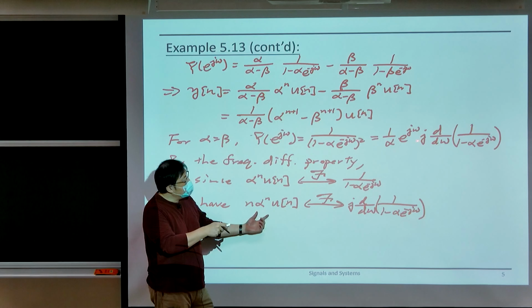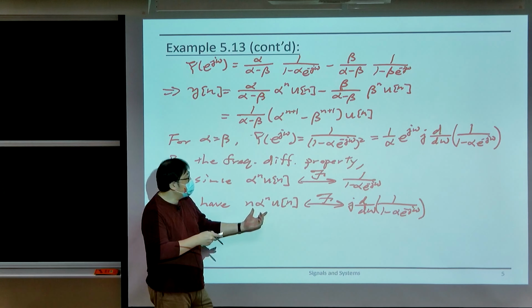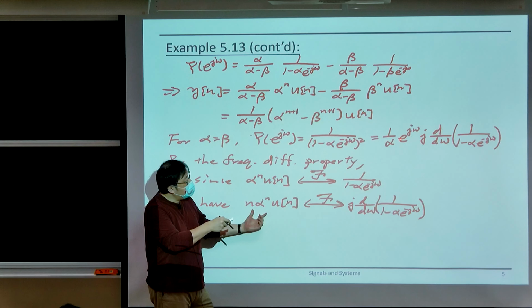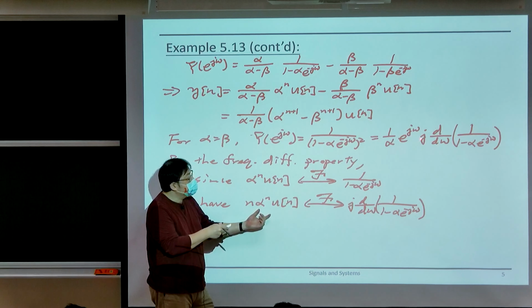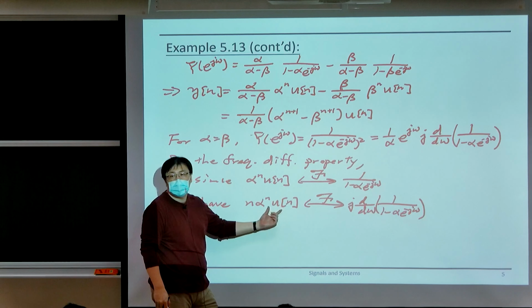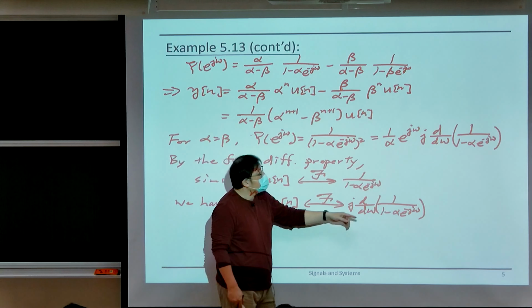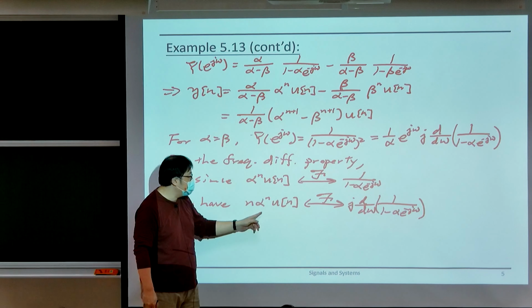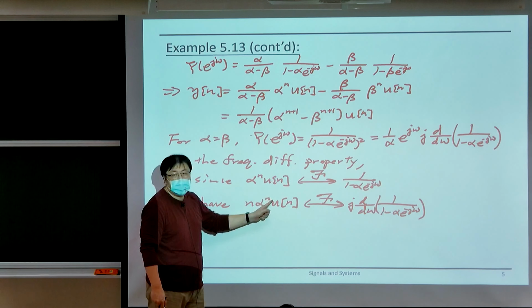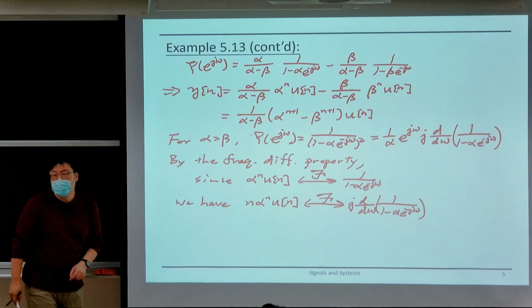Now you also need to see what is multiplied in front of this term. You have a scale of 1 over alpha, and that's no problem, it's just a constant scale. But you also have this multiplied by e to the j omega. When you multiply with this e to the j omega, this linear phase shift in the frequency domain corresponds to a time shift in the time domain. So e to the j omega is like e to the j omega times 1, which means that in the time domain you need to shift the time by 1. So instead of n, you will have n plus 1.